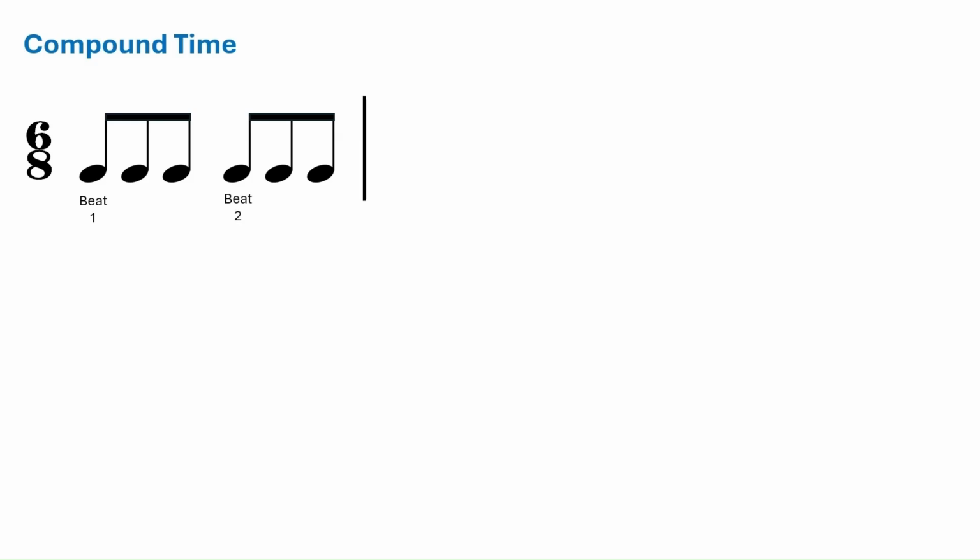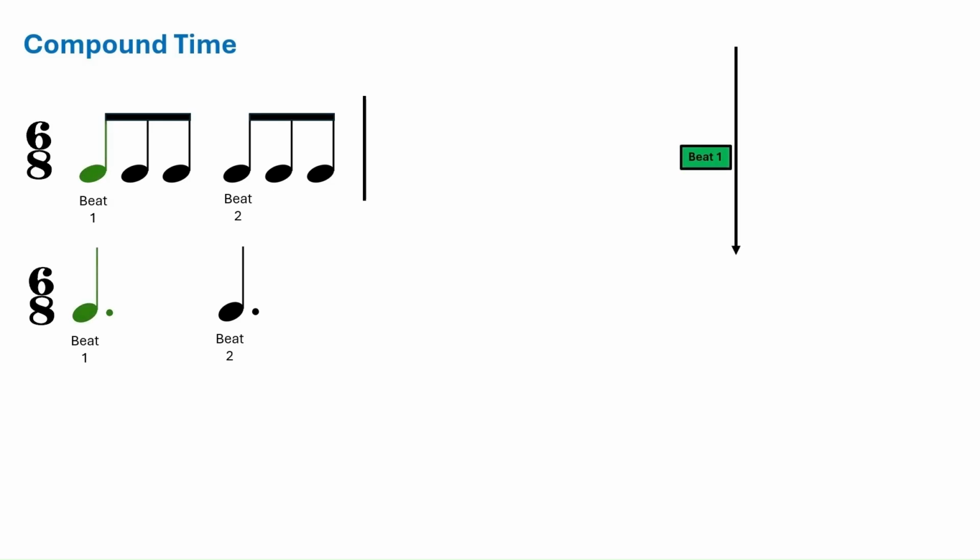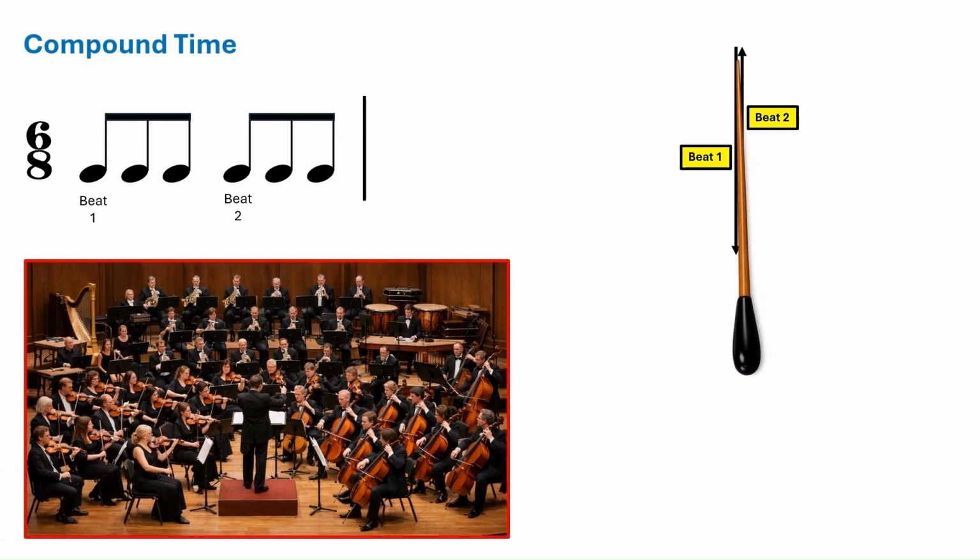Each of these 2 beats is equivalent to a dotted crotchet. The conductor has an arm movement for each of these 2 beats. Down for beat 1 and the first 3 quavers or first dotted crotchet, and up for beat 2 and the second group of 3 quavers or second dotted crotchet. Let's watch this with the conductor's baton.